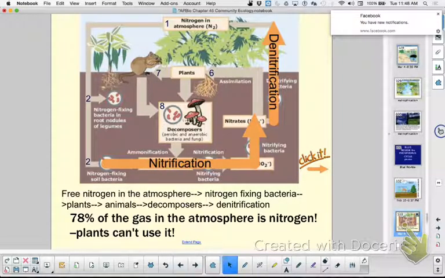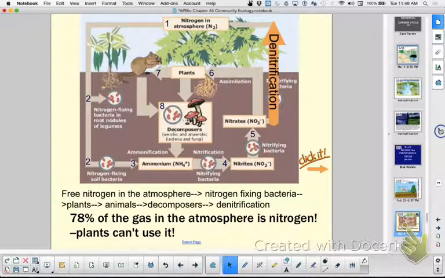Then this ammonium, through the process of nitrification, nitrifying bacteria convert it first to nitrite, NO2-. Other nitrifying bacteria convert it to nitrate. Plants can use nitrates, and then animals can eat those plants. Decomposers work on dead plants and animals and get it back into ammonium again, so it's staying within the community. Also, denitrifying bacteria can take your nitrates and put them back into the atmosphere. But there's something else missing: lightning can fix nitrogen directly from N2 to nitrate. Now that's a lot, but I'm going to teach it to you right now.